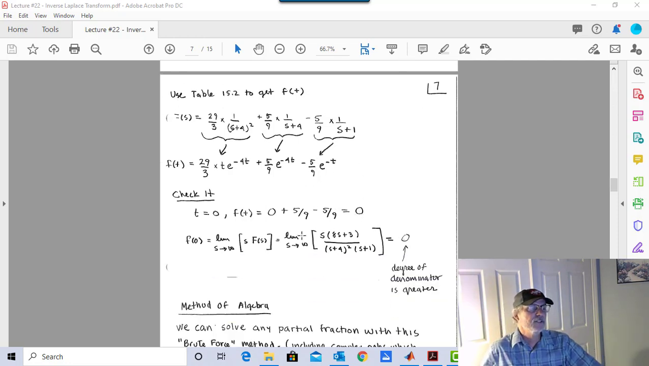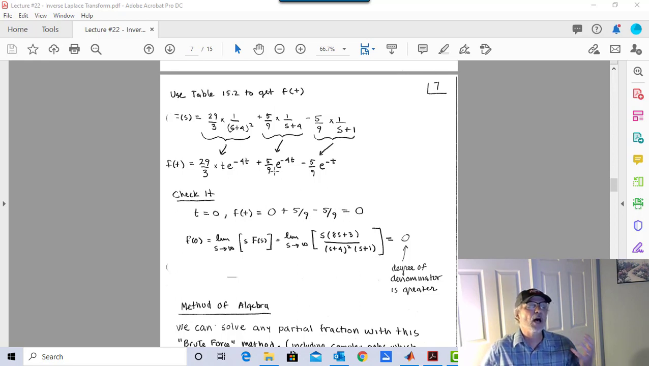So now let's check our work. At t equals 0, let's look at what our function gives us. It's going to give us 0, because I got a 0 right here for this t, plus 5/9 minus 5/9 is equal to 0. So that's what our function gave us.